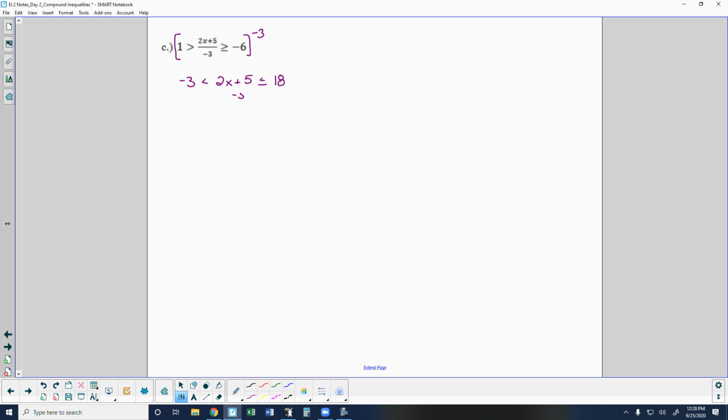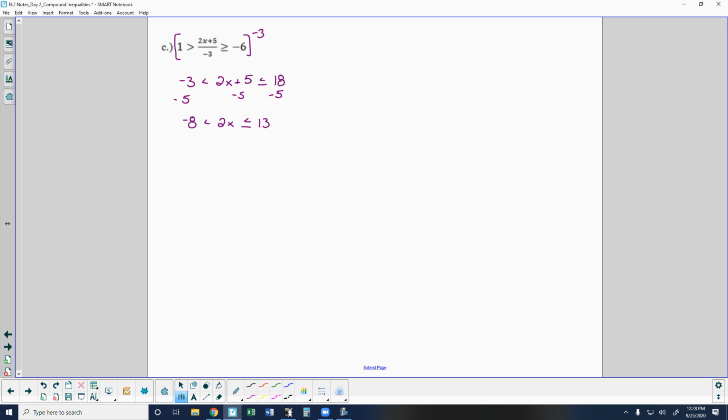I'm going to subtract 5. And again, making sure that I subtract 5 from all parts, not just one side and the other of the inequality, but if I subtract it from this middle expression, I have to subtract it as well from both right and left of the inequality symbols. So this is going to give me -8 is less than 2x is less than or equal to 13.